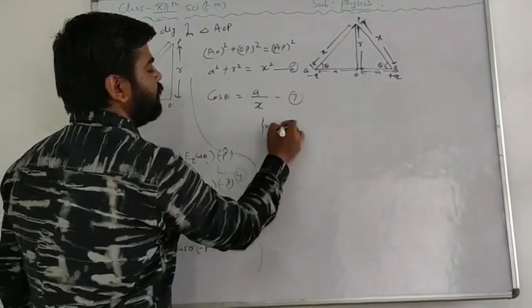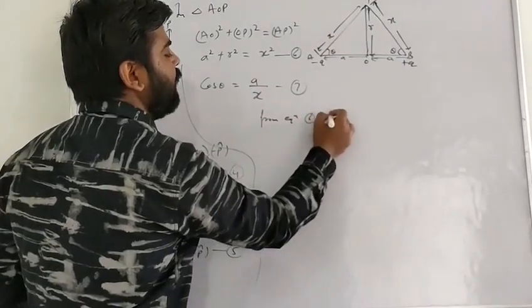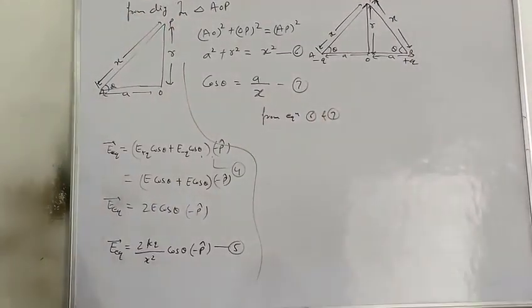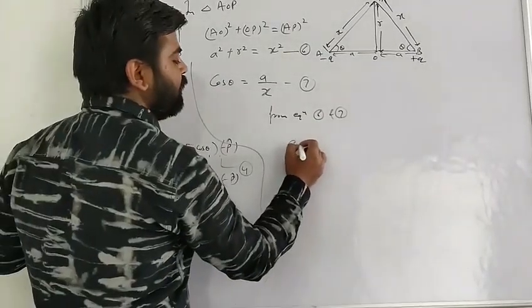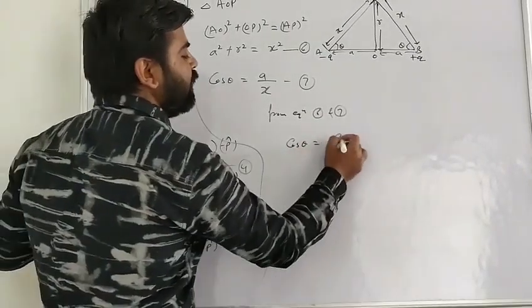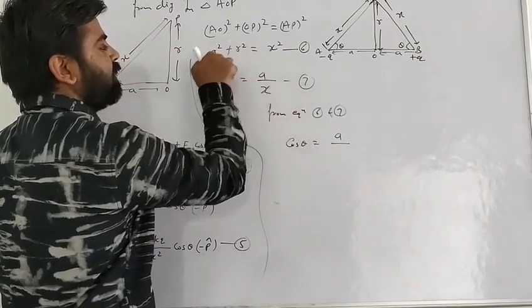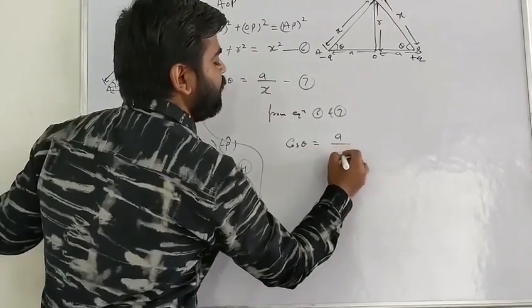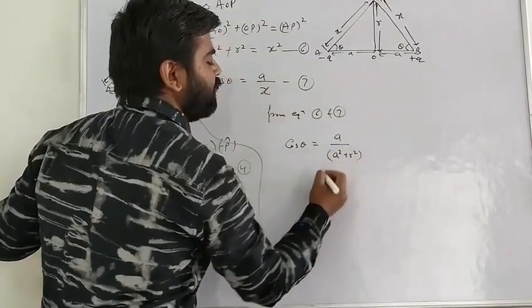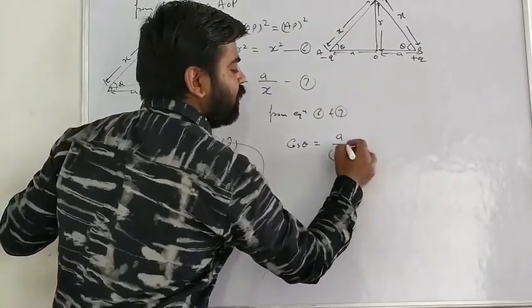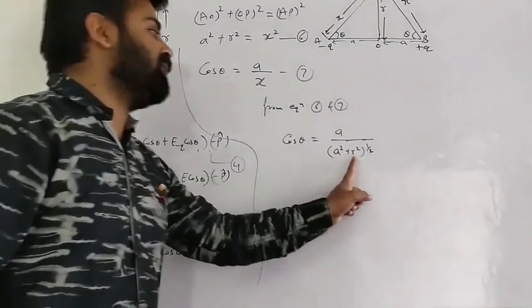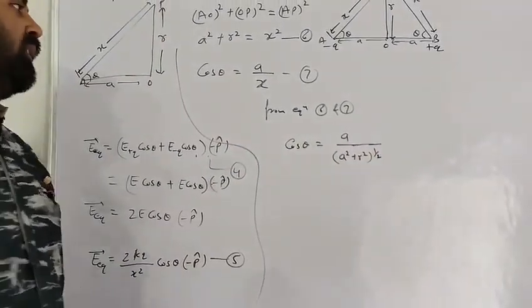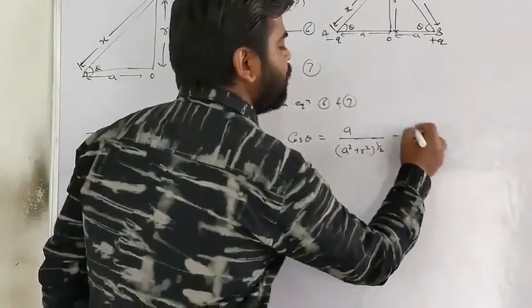From equations 6 and 7, cos theta is equal to a upon x. x can be written as a square plus r square under root, or the under root can be shown as power half, a square plus r square power half. This equation is equation 8.